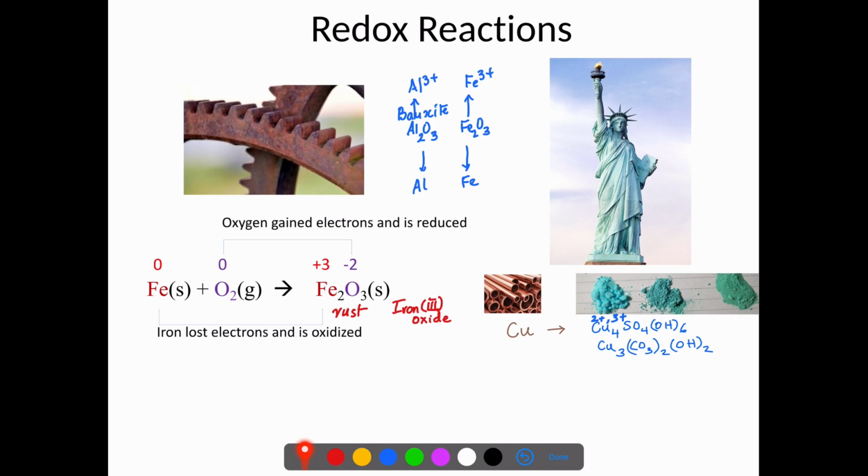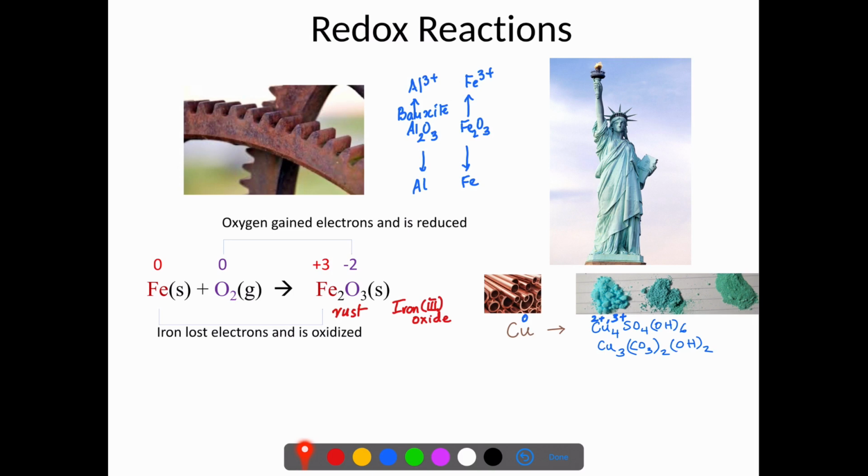So what has happened to copper is it has gone from 0 charge to compounds within which copper has positive charge. That means copper should have lost electrons. So over time, copper has oxidized, and basically lots of copper compounds containing 2+ or 3+ ions are blue in color. So the blue patina that you're seeing on the Statue of Liberty is due to oxidation of copper to copper 2+ or copper 3+ compounds, which are blue or bluish green in color.